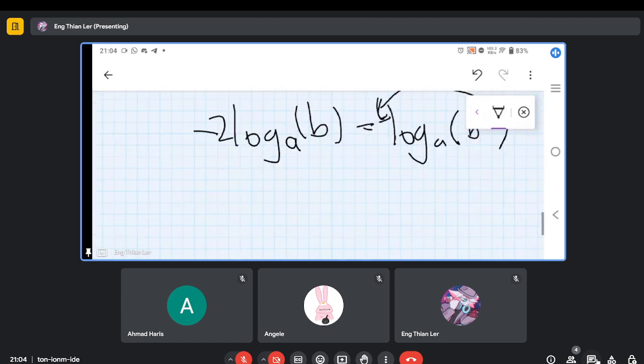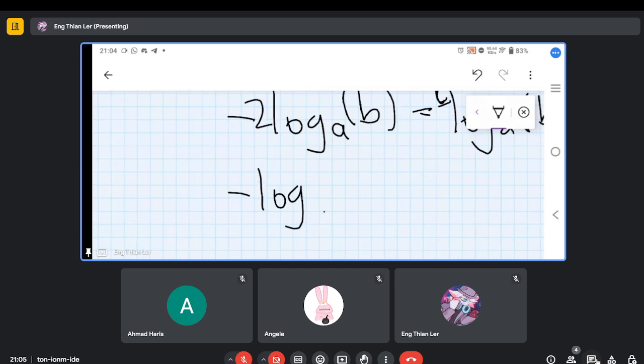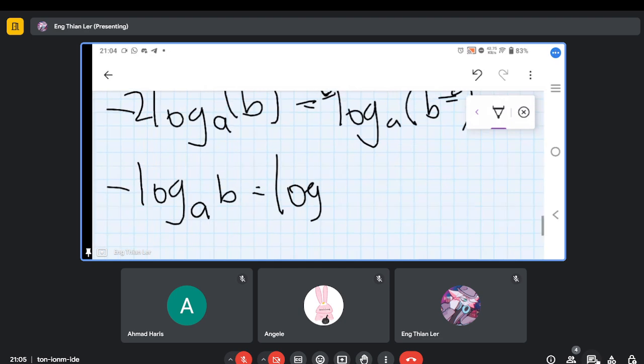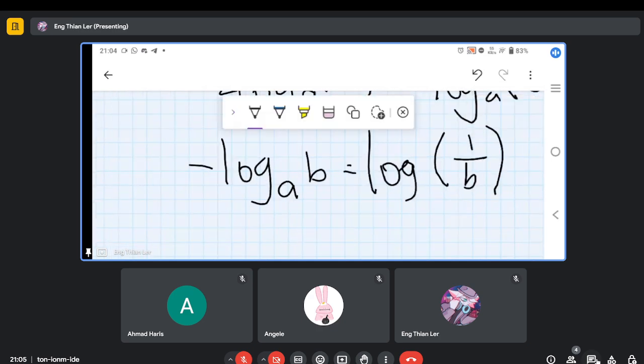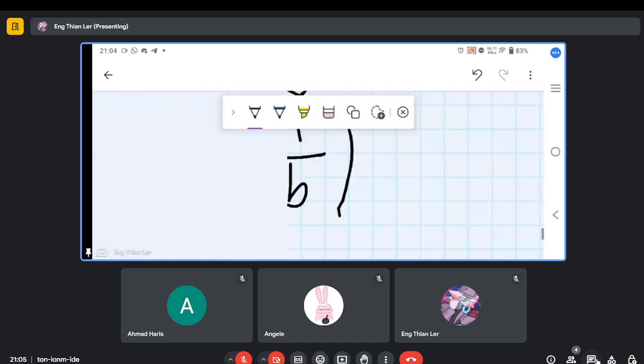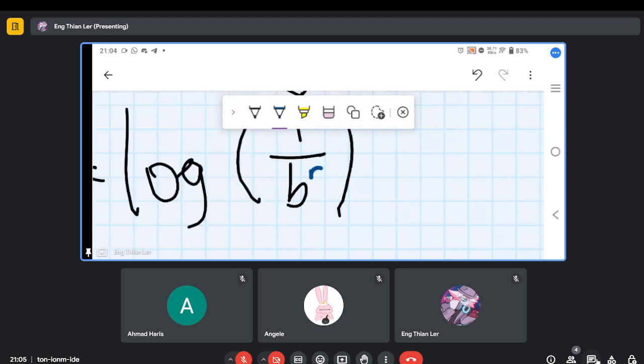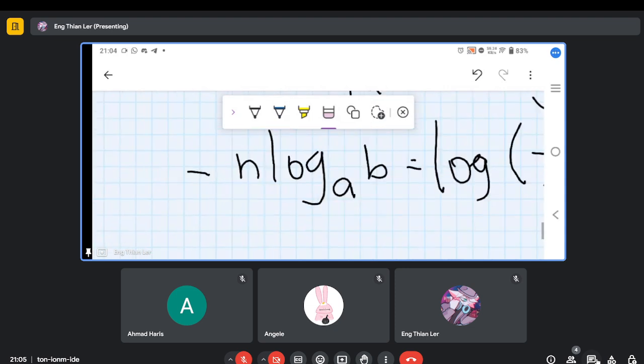So we can write this as negative log a b equal to log of 1 over b. What if it's n? Well, I replace it as negative n log a. You just put the n here. You got the n here.